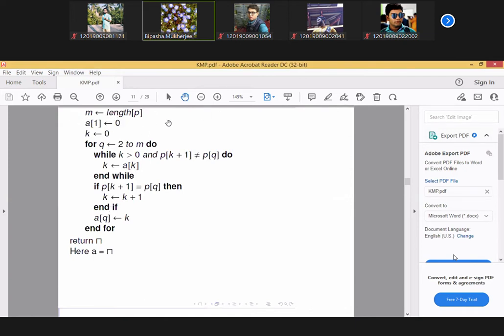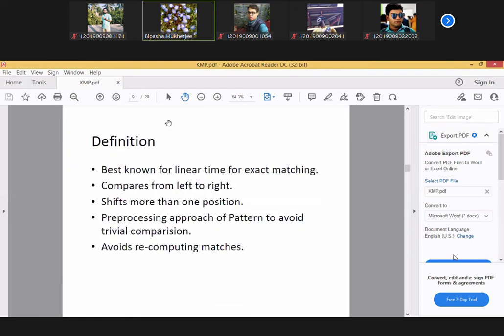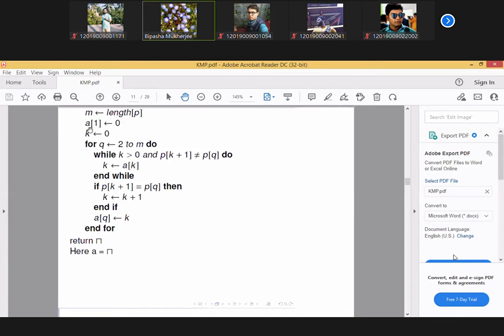M is the length of the P. P is what? P is your pattern. Okay. Then A of 1 equals 0, just an array, not a matrix. And K is just a variable, you take that. For q, 2 to m, means P and q both are strings. So for q 2 to m, that is the entire length, you just repeat these steps.